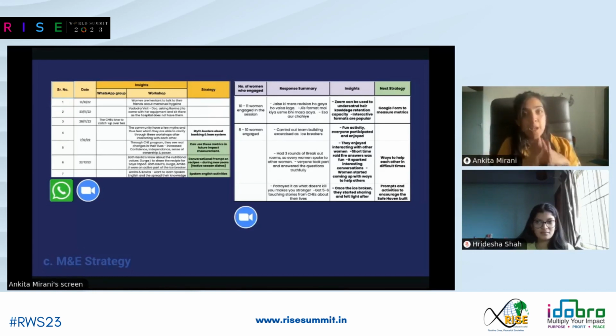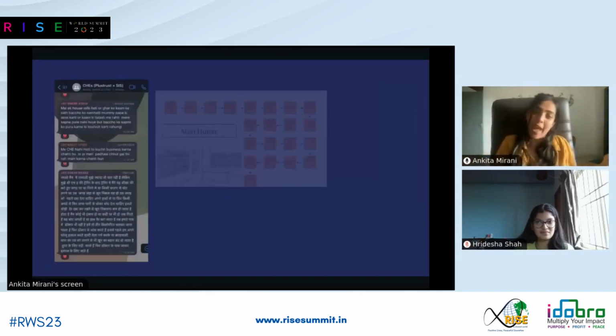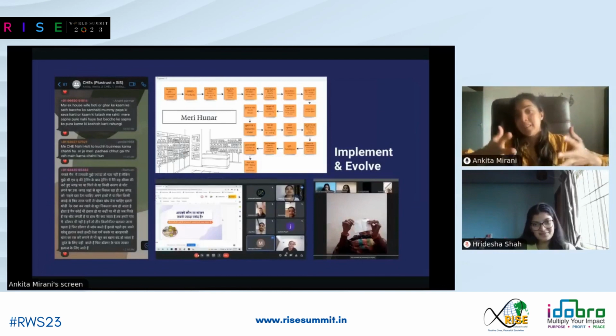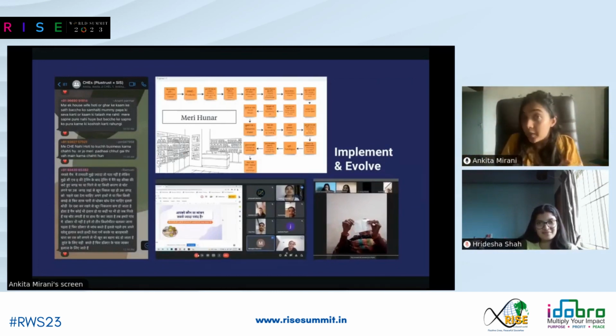Even for us, our M&E sheet has evolved over time. Initially we just had WhatsApp, so it was very, very exhaustive in terms of the number of tabs we had. Then we introduced Zoom, so again we realized we need to make it comprehensive. Then we started just looking at what are the key things that we need to map for us to move ahead.